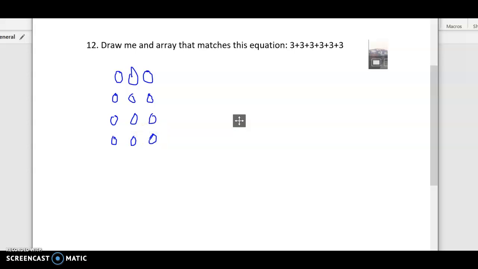You could also do X's for your arrays if you wanted to. Let's see again. 1, 2, 3, 4, 5, 6. I have 1, 2, 3, 4. And then I need another row. And 1 more row. I have 6 rows of 3. And then my sum equals, how many do I have? 3, 6, 9, 12, 15, 18.